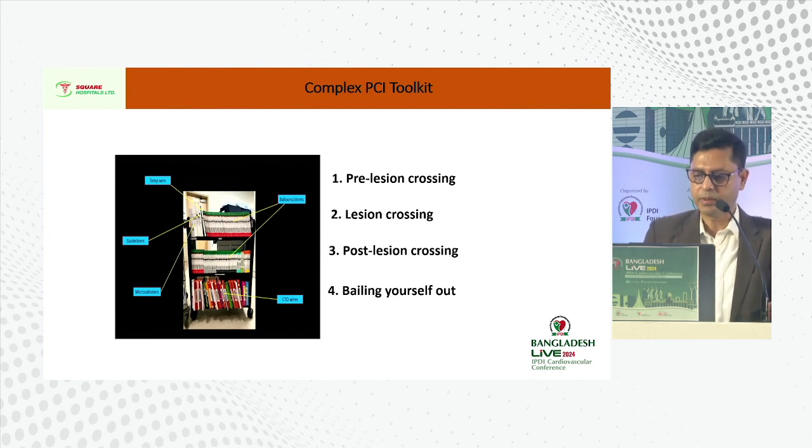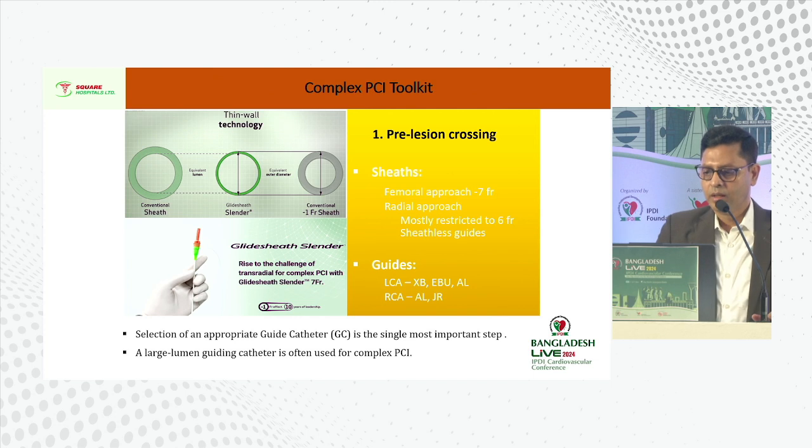We can classify the complex PCI toolkits into 4 headlines. You can see here the pre-lesion crossing tools, number 1. Number 2, lesion crossing tools. Number 3, post-lesion crossing tools. And number 4, bailing yourself out tools. So, pre-lesion crossing tools are the sheaths and guides.